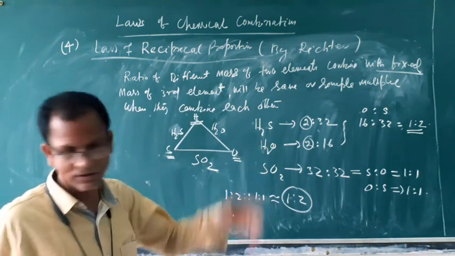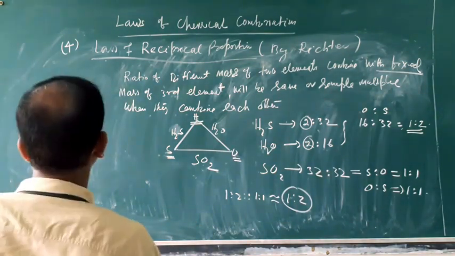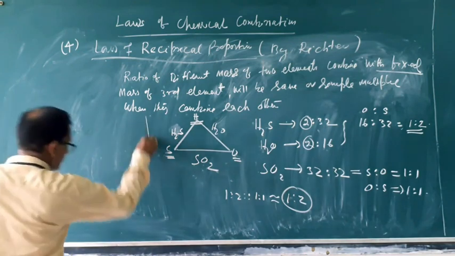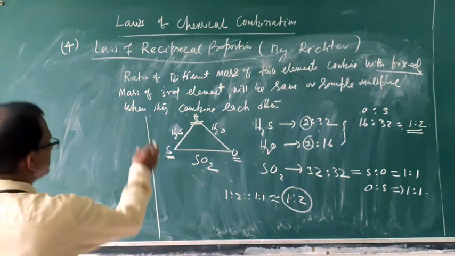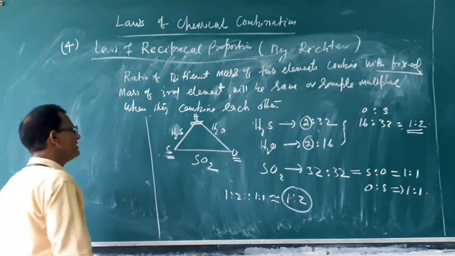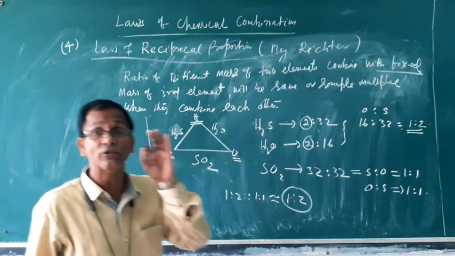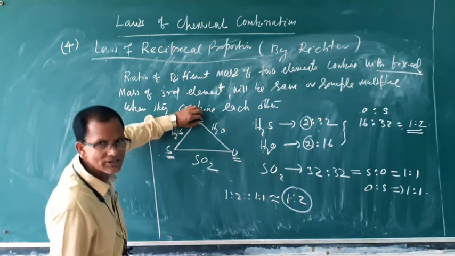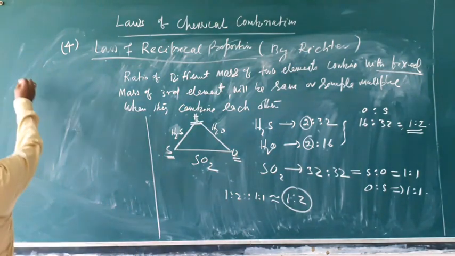Then let us discuss a problem. The reciprocal problem is like this. You take how many compounds? You have to take 3 compounds. Here is water, H2S, SO2. Here are how many elements? 3 elements: sulfur, oxygen, hydrogen. We have to take one element constant. Here one element, hydrogen, is taken as constant.